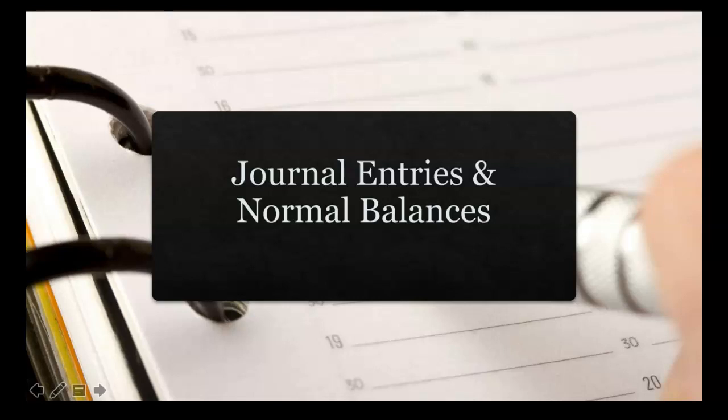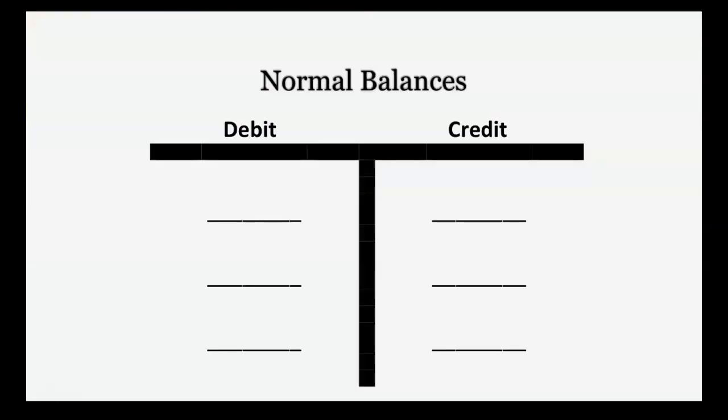So today we're going to look over journal entries and normal balances. The first thing that we're going to look at is this chart, this T account showing the normal balances of different accounts. So let's just focus on the debit side right now. So the left side is accounts that have a normal debit balance.